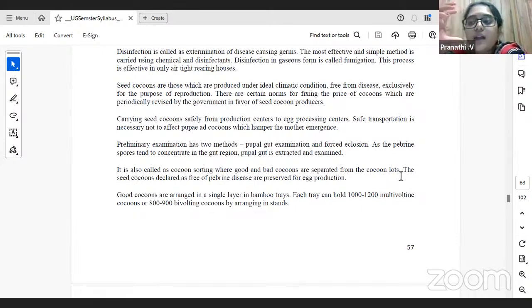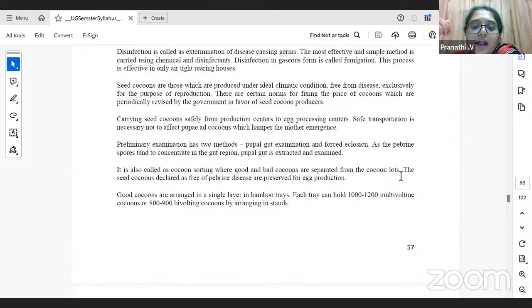And then you have to carry the seeds from the production centers to the egg processing centers, with proper transportation, and that also we have seen. Preliminary examination of the disease-free condition, that is your pebrine disease, is done by pupal gut examination and forced eclosion. And then you have cocoon sorting, where you sort between the good and the bad cocoons.